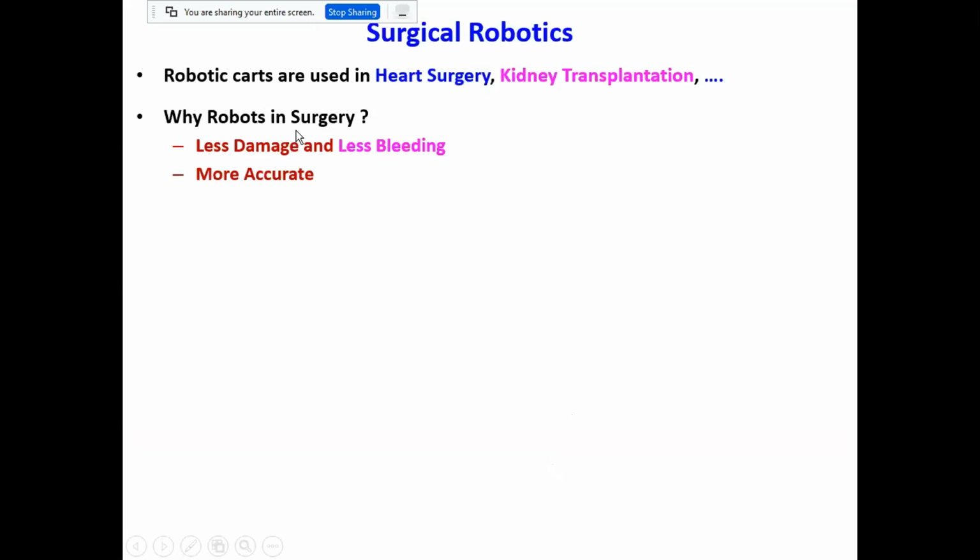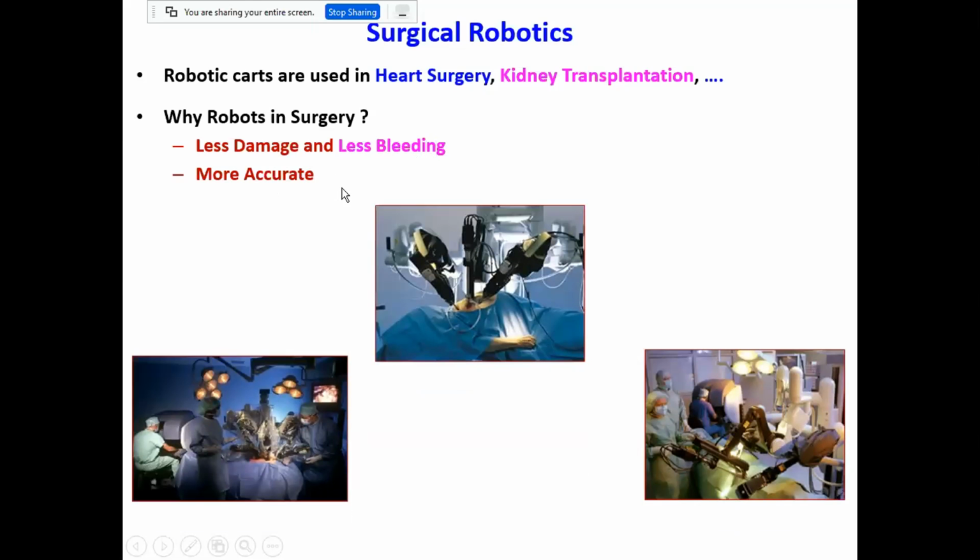You may ask why these robots in surgery? Because they can cause less damage and less bleeding. Hence, quick recovery is possible with robotic surgery. Also, they are more accurate than the human surgeon. In this category, you will see these are the robotic arms. I'll show you in the next slide also.